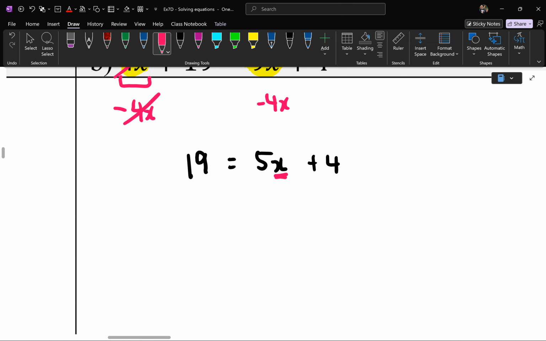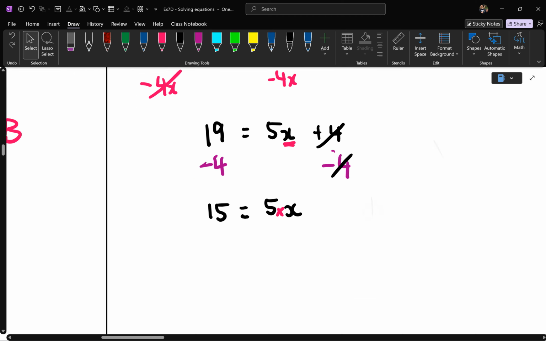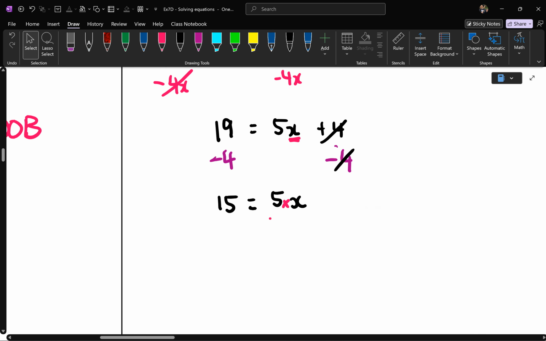Here we go. Opposite of plus 4 is, Tom? What's opposite of plus 4? Minus 4. So minus 4 on the right. Whatever you do to one side, do to the other. 19 minus 4 is 15. 4 take away 4 cancels out to be 0. 5x, which means 5 times x. That's a times. Hauschwan, the opposite of times 5? Divide by 5. Whatever you do to one side, you do to the other.